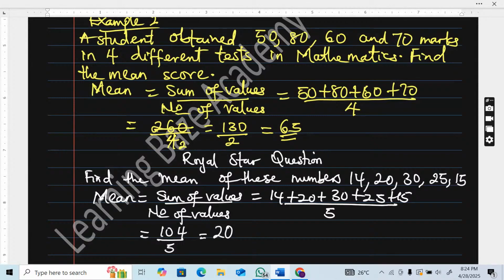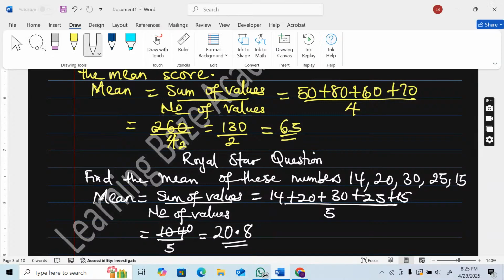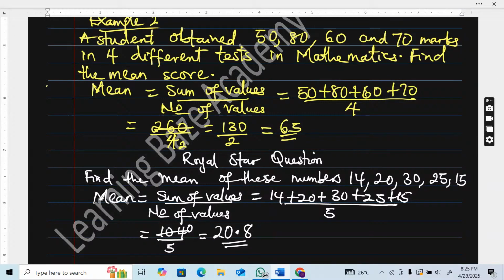5 goes into 4, that will be impossible. Place a decimal point beside 20, and place a 0 beside 4, making 40. 40 divided by 5 will give us 8. So the mean of this set of numbers is 20.8. Awesome. Now let's move on to another example under mean.